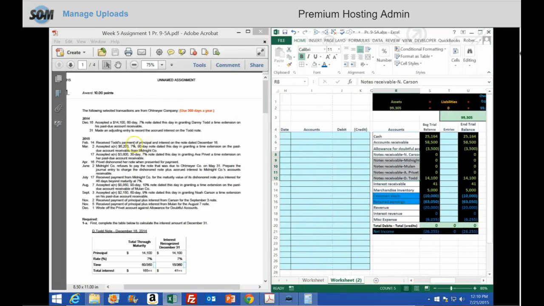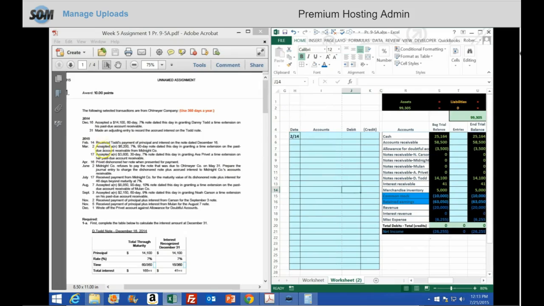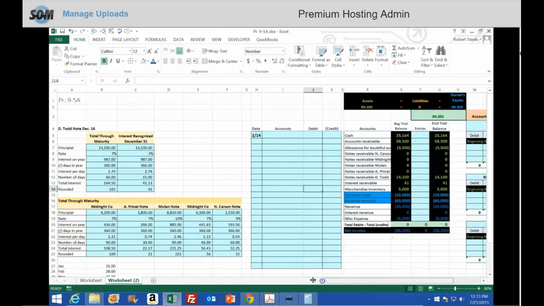So I'm going to move this over and say that once again we're moving to the 15th. So we're starting down here, and we'll start with the first one on February 14th, 2005. So this says we received Todd's payment of principal and interest on the note dated December 16th. So if we take a look at this, now this information will populate the note over here.